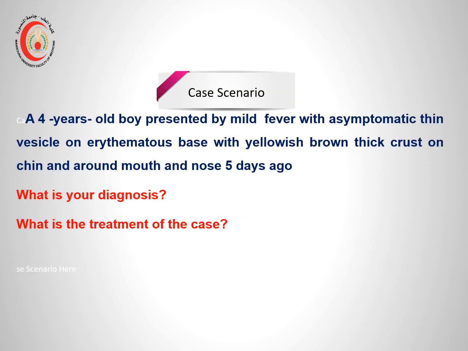Case scenario. By the end of this lecture, you should be able to answer this question on this case scenario. A 4-year-old boy presented with mild fever and an asymptomatic skin vesicle and pustule on an erythematous base, with yellowish brown thick crust on the chin and around the mouth and nose, which started 5 days ago. What is your diagnosis and what is the treatment option for this case?